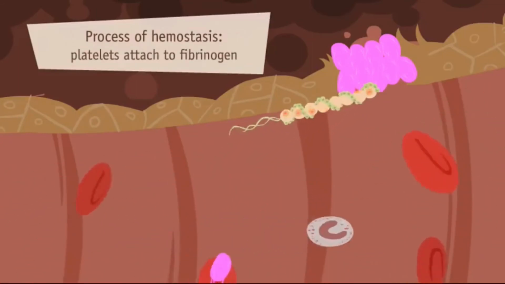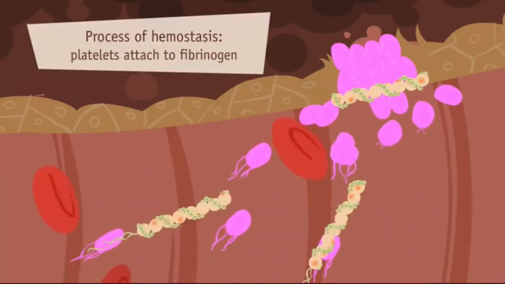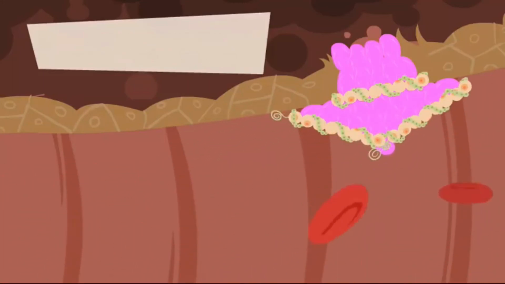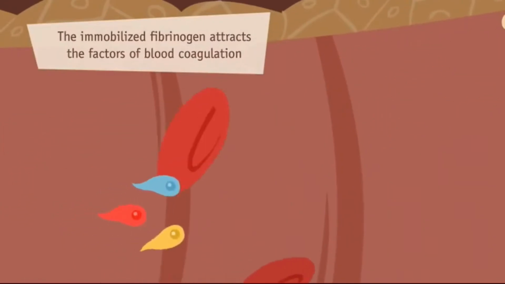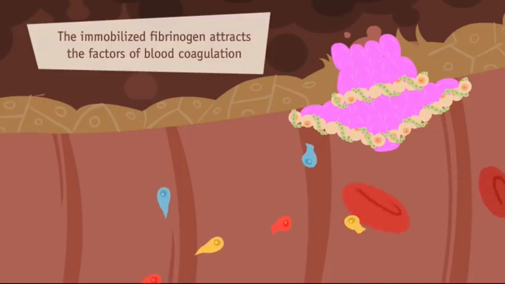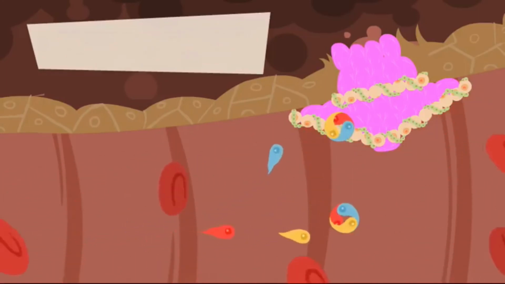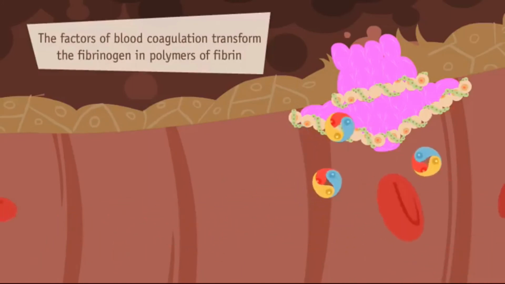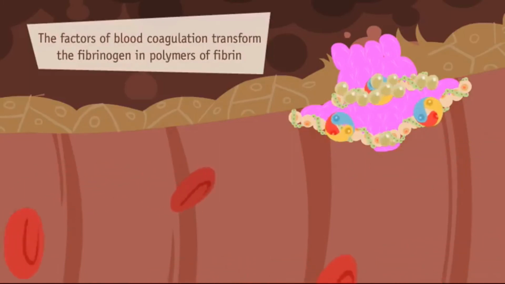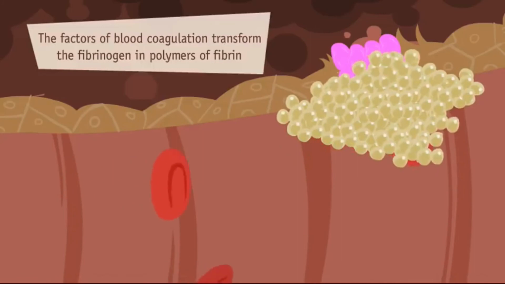Along with the platelets, we also have the fibrinogen that helps in the process known as hemostasis. So platelets and fibrinogens will be attached to the surface where the bleeding occurs, and then it also activates other factors, extrinsic and intrinsic factors, that are responsible for helping the blood coagulation. And the factors of blood coagulation transform fibrinogen into the polymers of fibrin.